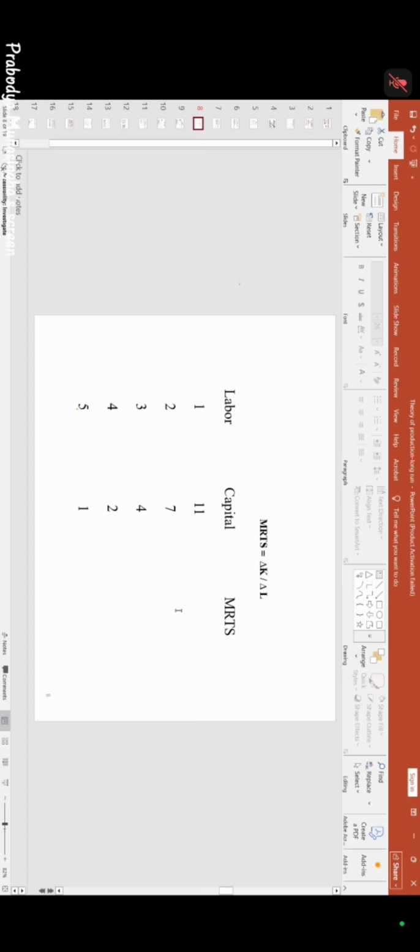At what rate is this substitution happening? When labor is increased by one, capital has decreased, but at how much of a rate? At what rate has this changed? Cleared? Yes, please do the calculation. Take 5 minutes and do the calculation and tell me.